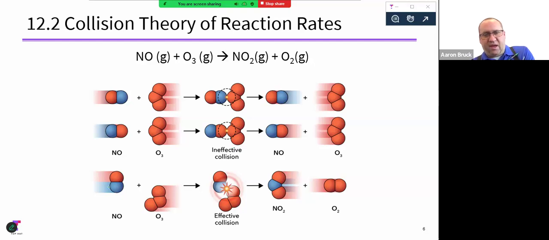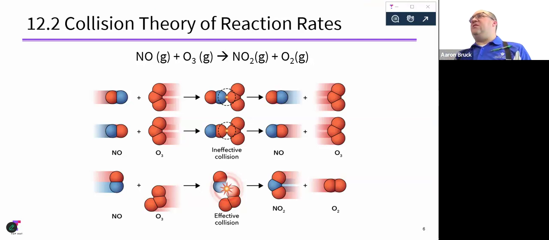But if you have them come together at the right orientation with the proper energy, the result is going to be that we get a chemical reaction taking place. Bonds are being broken between the oxygens in ozone and formed between the oxygen and the nitrogen in nitrogen dioxide to give you our product.